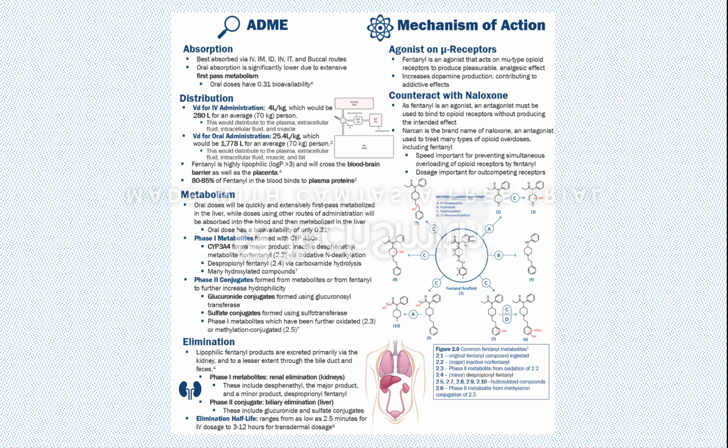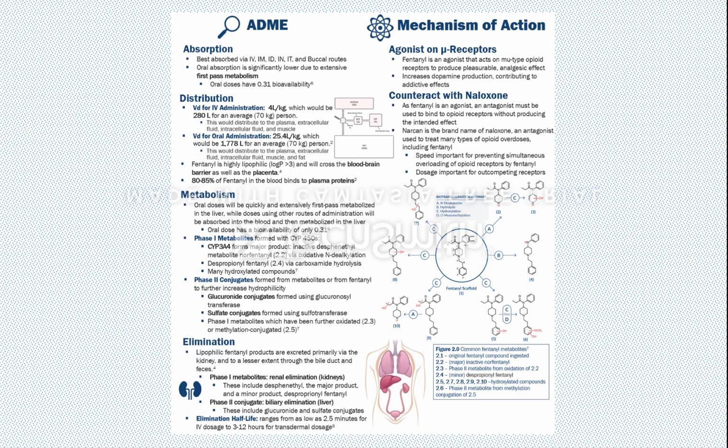These include glucuronidation, in which glucuronide conjugates are formed using glucuronidyltransferases, and sulfonation, in which sulfate conjugates are formed using sulfotransferases. Additionally, some phase 2 reactions involve further oxidation or methyl conjugation of phase 1 metabolites. We will now move on to elimination of fentanyl from the body.